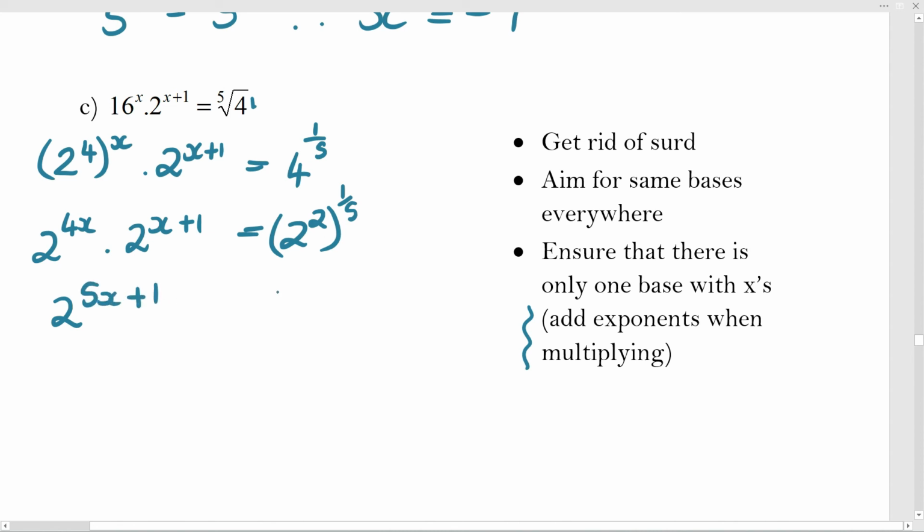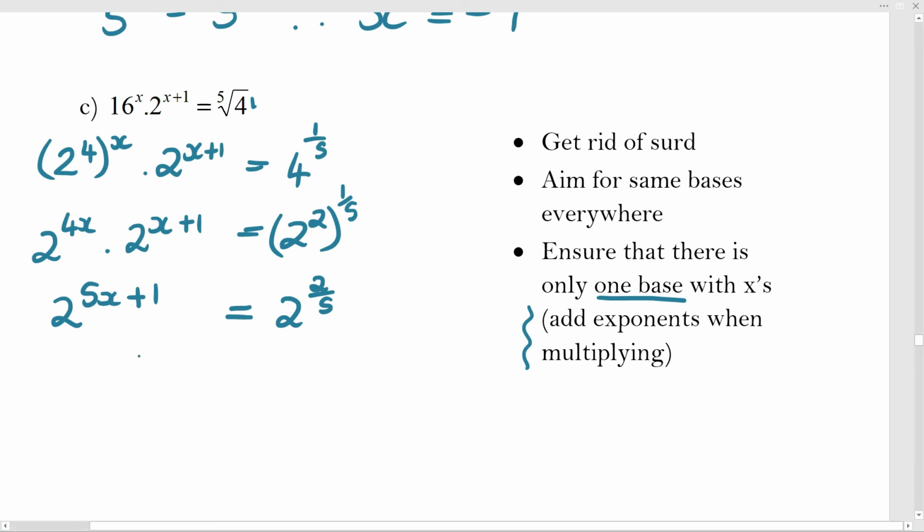I'm just doing ordinary rules there, but it may feel like something new because it's being applied in a new context. Okay, on this side, I'm now going to have 2 to the power of 2 times 1/5. Can do that little step on the calculator if you like. 2 to the power of 2/5. Okay, I've actually got exactly what I need. And I do have only the one base with x's in it, which is 2. I didn't end up with 5s or 4s or 16s. I left those, or turned the ones that I could into powers of 2, which is the whole idea, is to get the same base.